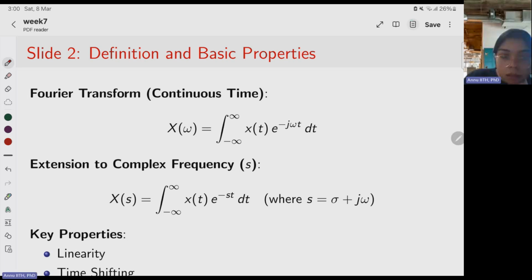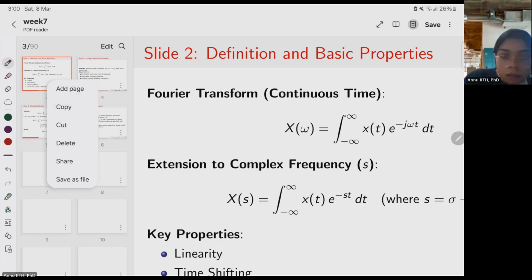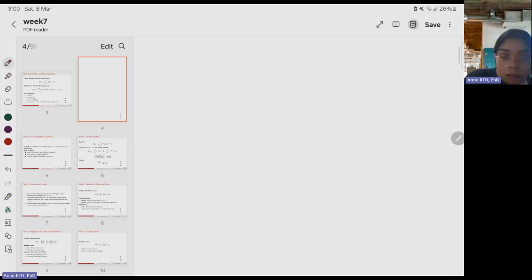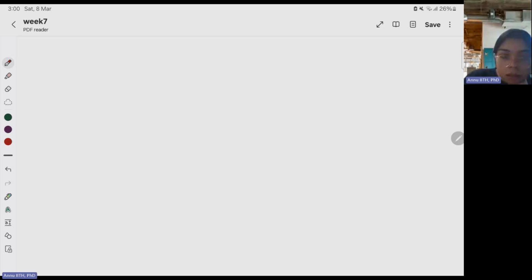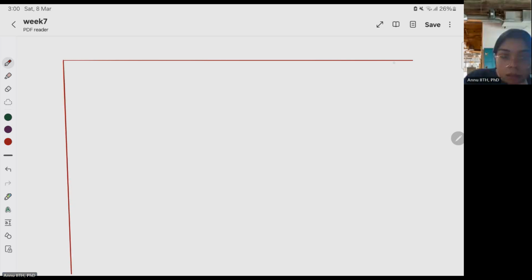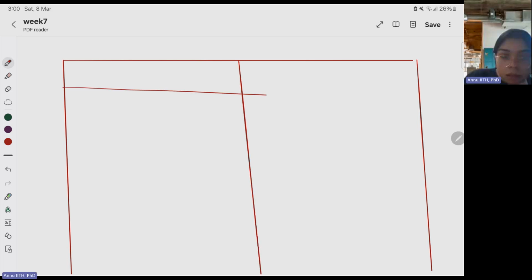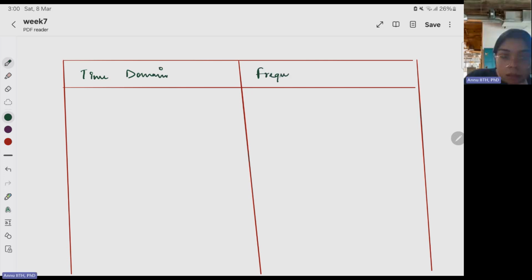So if we talk about the basics, the Fourier transform for continuous time, when we talk about Fourier transform and series, keep a table in your mind for you to understand. So I have here time and I have here the frequency domain.